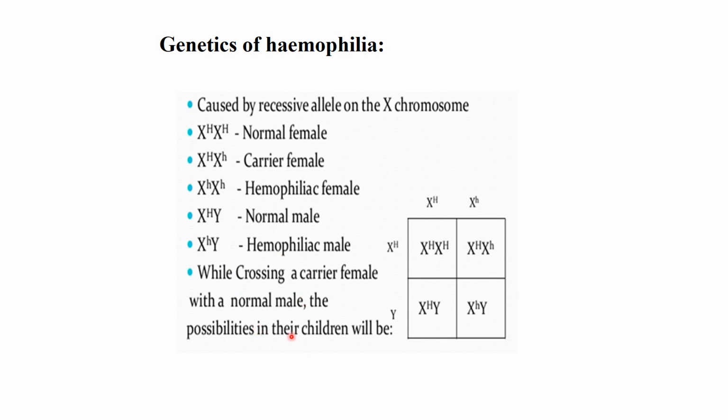When we cross a normal male with a carrier female, what is the possibility of the children? Let's suppose this is the gamete of the male, the X gamete having the dominant allele, and the Y gamete. The female has an X gamete having the dominant allele and an X gamete having the recessive allele. When these cross, the results are a normal female, a carrier female, a normal male, and a hemophilic male. So males are mainly affected in hemophilia because the disease is X-linked recessive.